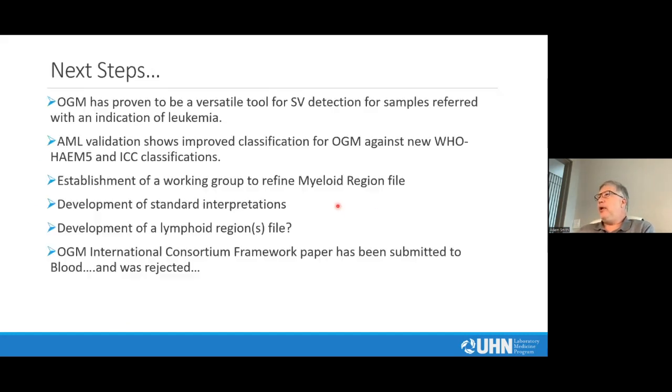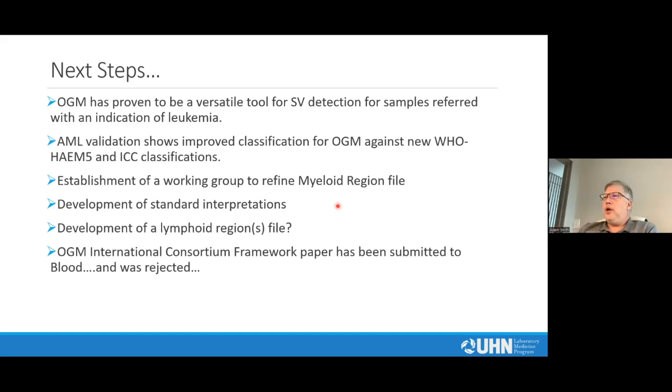in our reporting template. And so I guess, just to finish off here, I wanted to say that we've really shown this to be a versatile tool for SV detection on samples referred with an indication for leukemia. We've been able to demonstrate improved classification for OGM, especially against the new WHO Heme5 and ICC classifications.